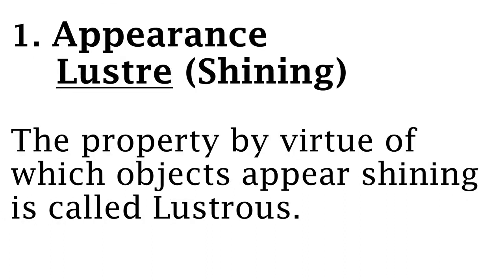Let us now understand all these properties one by one. The first property is appearance, that is lustre, or it also means shining. The property by virtue of which objects appear shining is called lustrous. Students, it means the property which makes the object to shine is called lustrous.